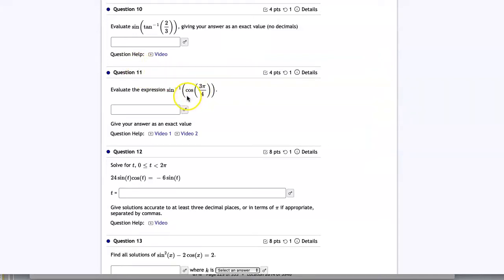Now for question number 11, we don't actually do the triangle method for this one. Instead, we find the cosine of 3π/4 for starters. So let me go ahead and simplify it this way. We're going to rewrite it, replacing the cosine of 3π/4 with the value from the unit circle, which is -√2/2.